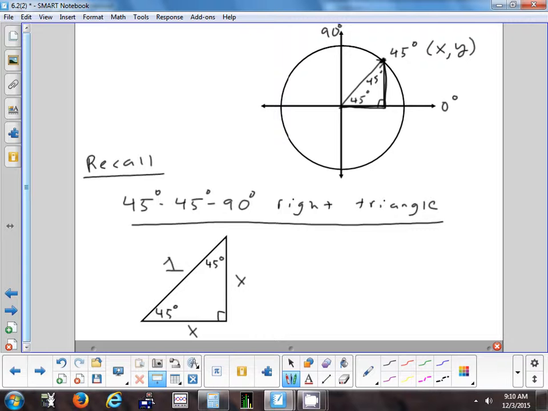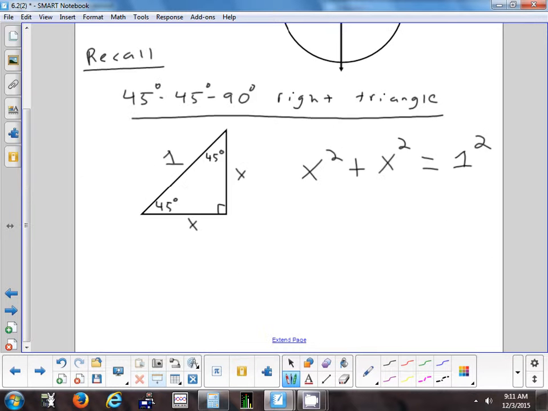It's a formula you've probably used before. I don't know if we've used it in here yet. But what theorem can I use to find x? Yeah, the Pythagorean theorem. The Pythagorean theorem says if you take one side and square it, plus the other side squared, it equals what? 1 squared, the hypotenuse squared. Right? So now we're just going to solve and see what we get for x.